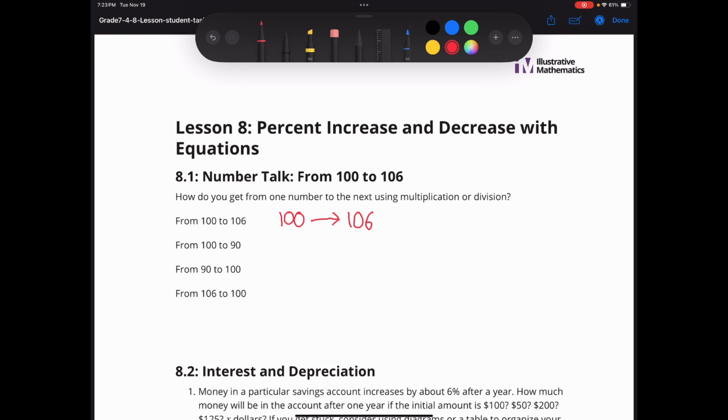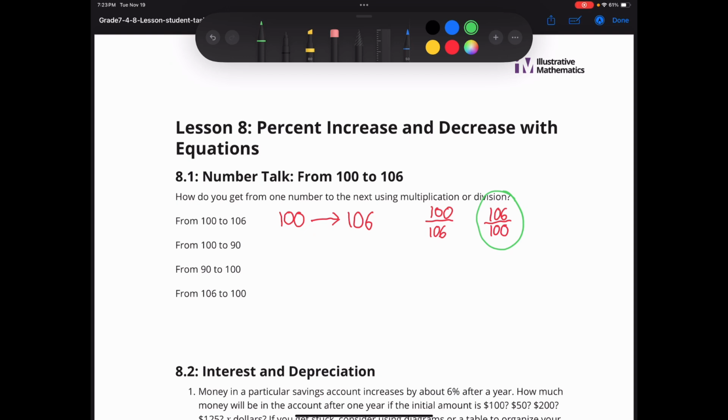What you can do is use these numbers and arrange them in a fraction so that 100 is increased to 106. So either you would put 100 over 106 or 106 over 100. Now you need to decide which it is. If you look at what's happening to 100, it's increasing, so we want to multiply it by a number greater than 1, which is 106 over 100.